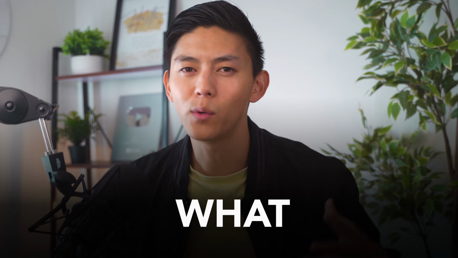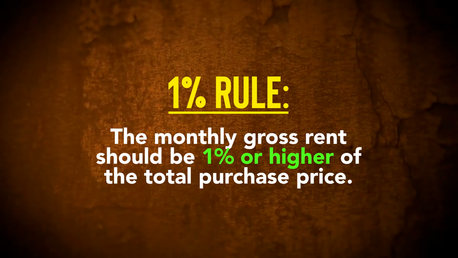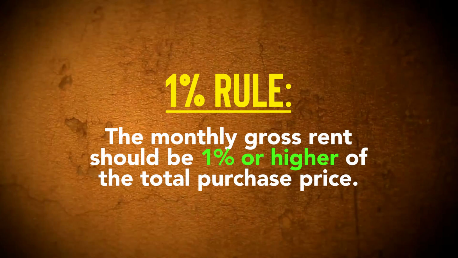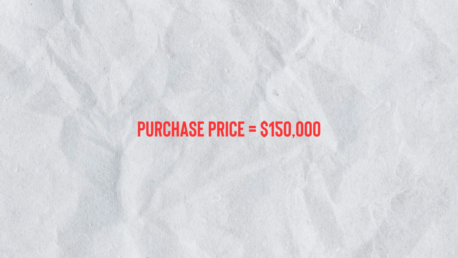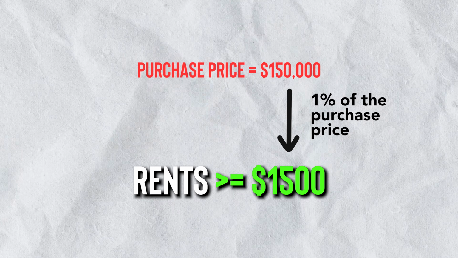So how do you determine what a good deal is? From a very high level point of view, I look at the 1% rule at the start. Because oftentimes, if a property can't even fit the 1% rule, then it's not really worth my time to dig deeper. The 1% rule simply states that the monthly gross rent should be 1% or higher of the total purchase price. As an example, if I'm looking at a property that would cost $150,000, then I should be getting $1,500 or more every single month in rent.